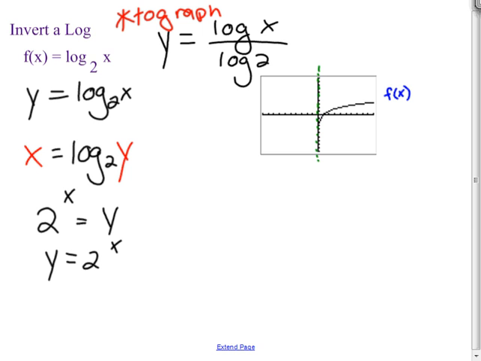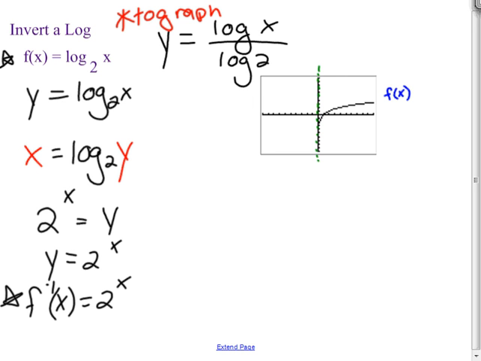Then, after I solve it for y, I rewrite it as the inverse. F inverse of x equals 2 to the x. The inverse of a log is an exponential. The inverse of an exponential is a log. They are inverses of one another. One of the reasons we use logs to solve for exponents. Okay. So the inverse of a log is an exponential. The inverse of an exponential is a log.